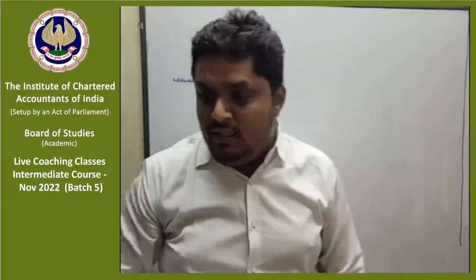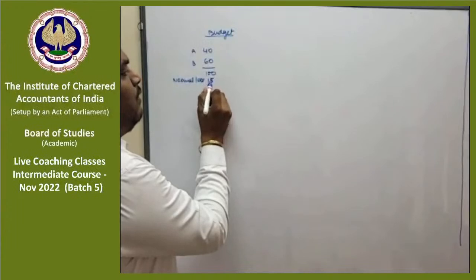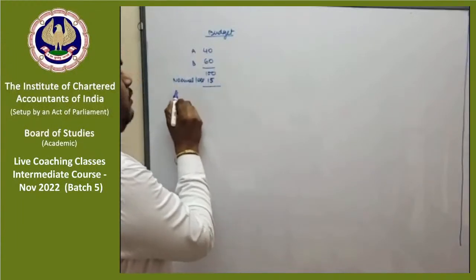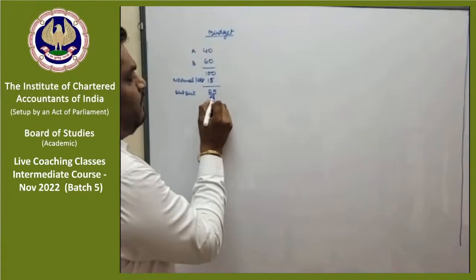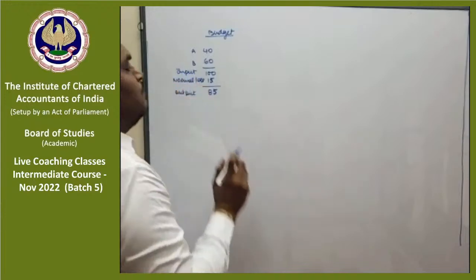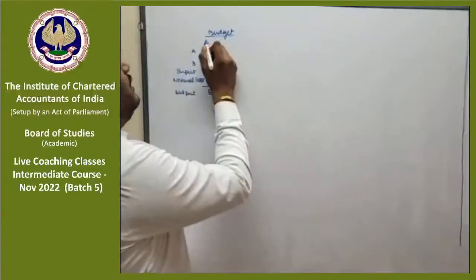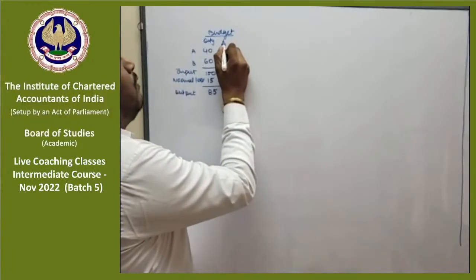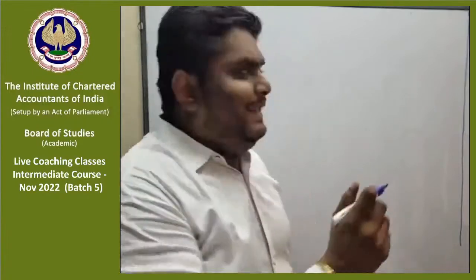Normal loss is given in the question, that is 15%. So 15, and the final output will be 85. Further, the standard price is given in the question, that is 4 and 3.